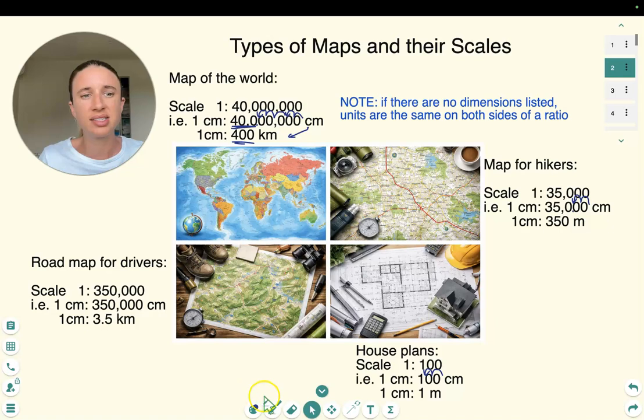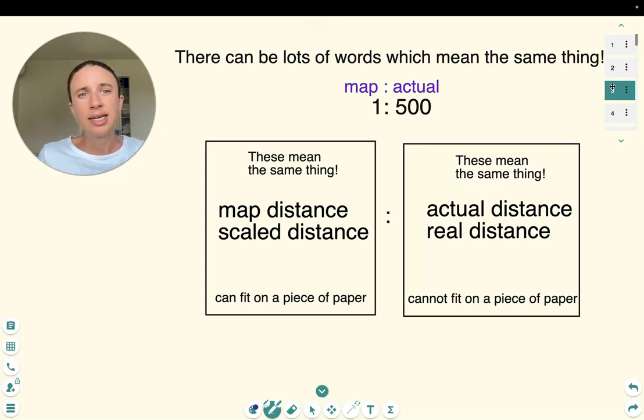And then we've got this road map for drivers. 1:350,000. And we have lots of zeros there. So let's convert centimeters to kilometers. 100 centimeters in a meter. And 1,000 meters in a kilometer. That's how they get the 3.5. So that's some types of maps and their scales.